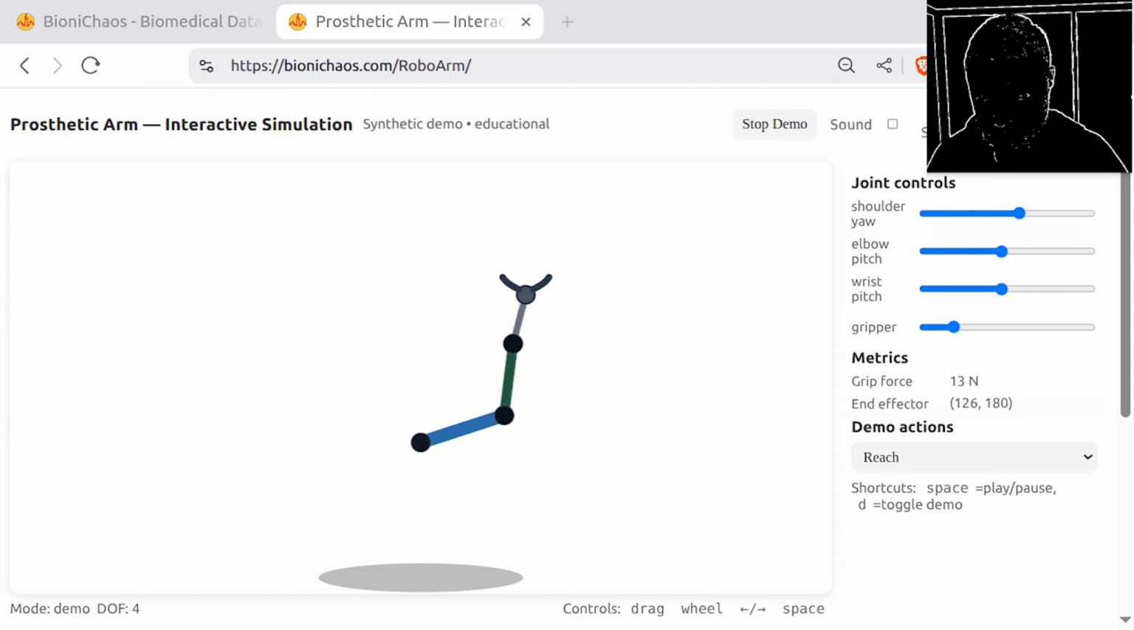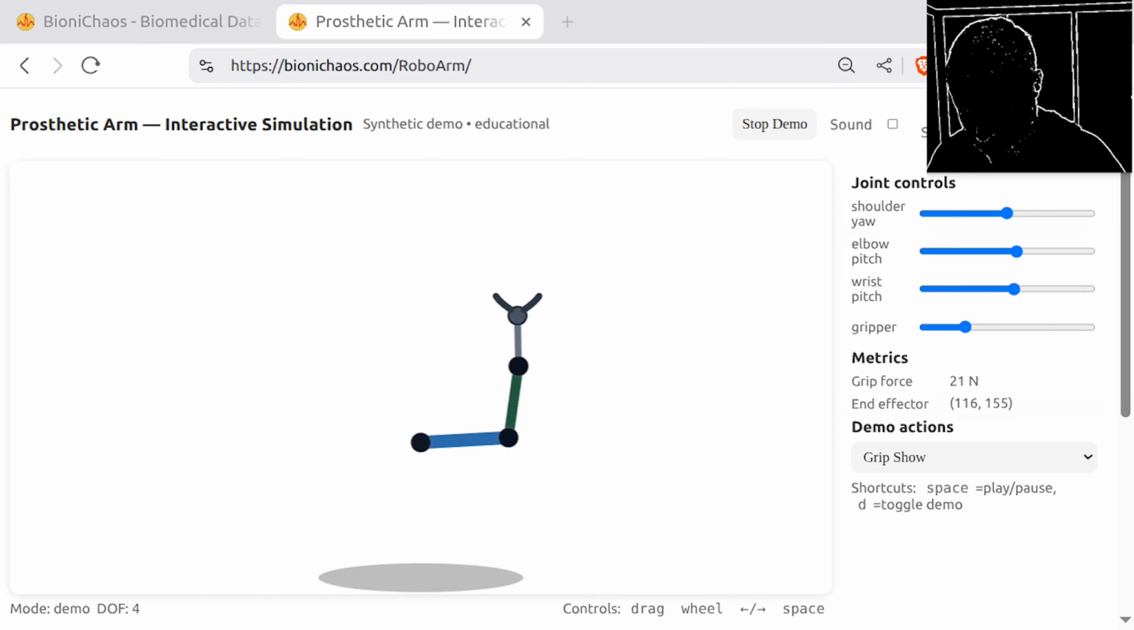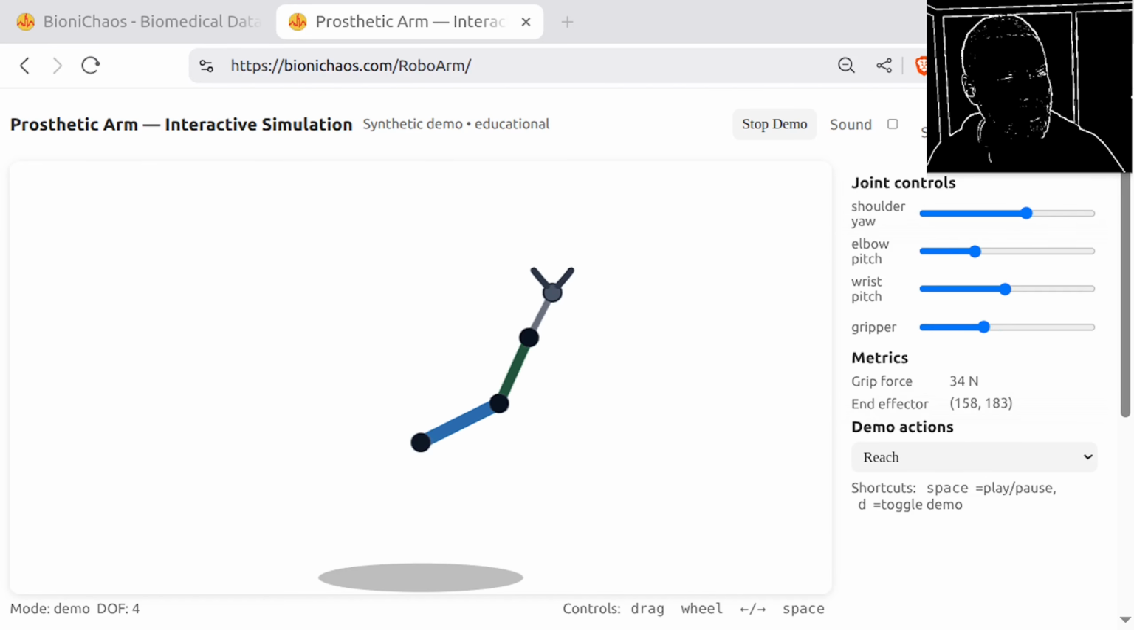Okay, think of the grip force as the squeezing power of the arm's hand. The higher the number, the tighter it can grab. You can play around with the gripper slider to see how it changes the force. Why not give it a try and explore the other settings too? What else about the robotic arm are you curious about?